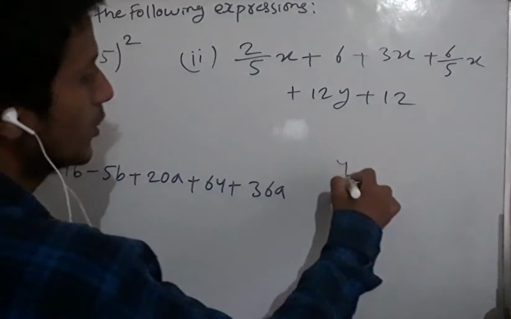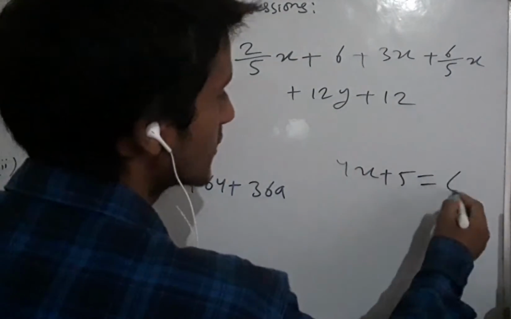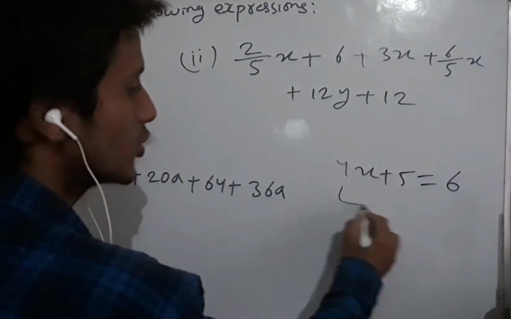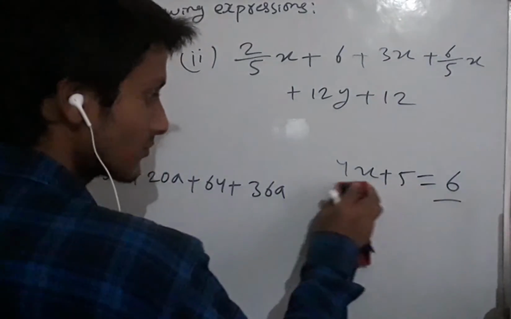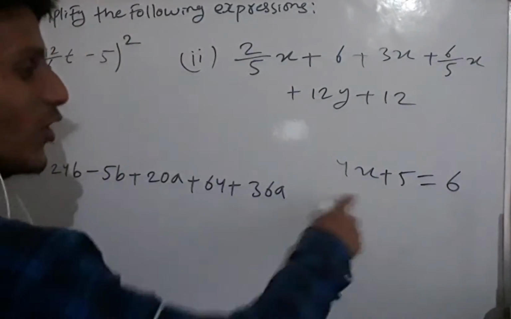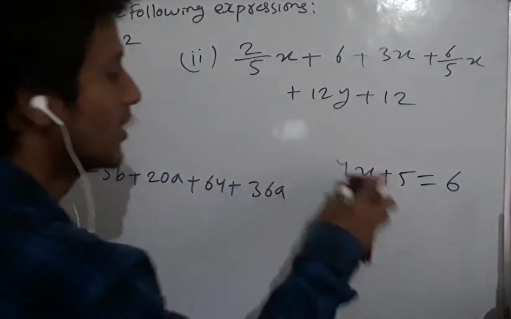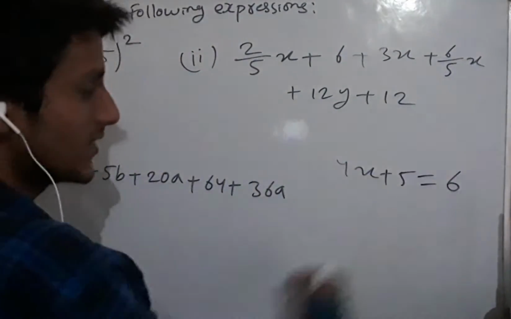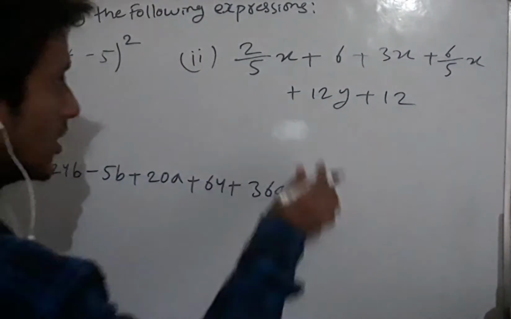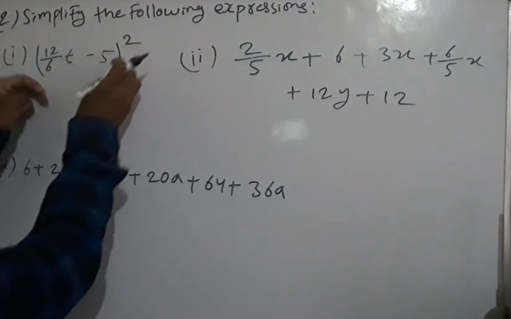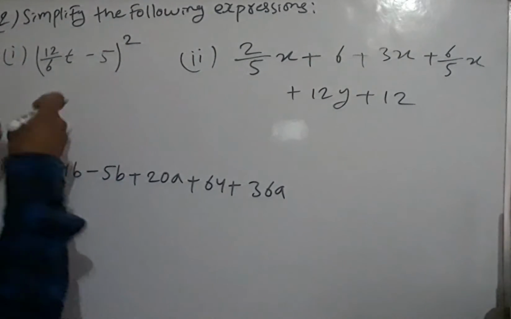For example, 4x plus 5 is equal to 6. If we have this whole expression equal to this, then only can you find the value of x. And you need to have only one variable to find in an equation. Otherwise, you can't find two variables with just a single equation. So here we have to simplify this, meaning write this in a simpler form. Write this thing in an even simpler form.